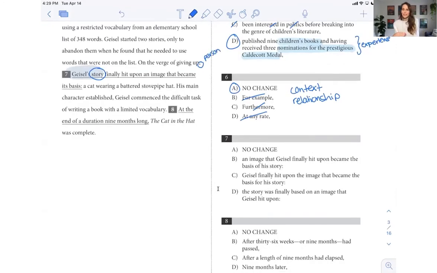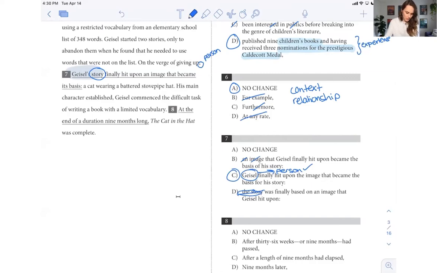So when I check those answer choices, the beauty of it is I don't need to read the whole answer choice for either of them. I can just look at the first bit for each one and see which one has the correct information at the beginning. So again, we don't have an image that's on the verge of giving up. Geisel, yes, this is a person, so that works. And then the story doesn't work, right? A story would not be giving up. So I'm just going to pick C for number 7.